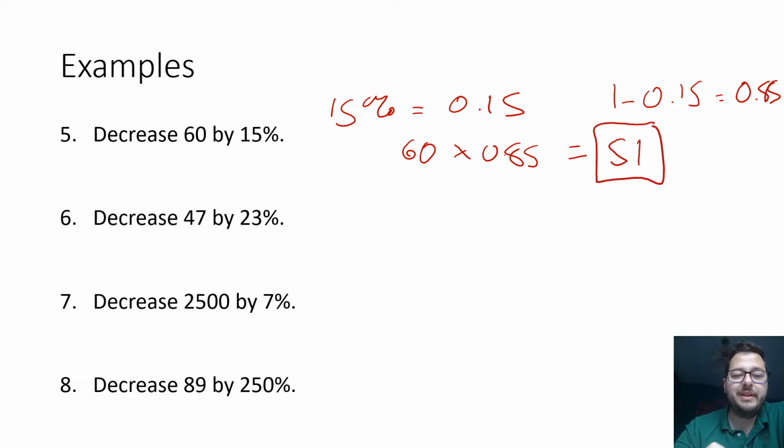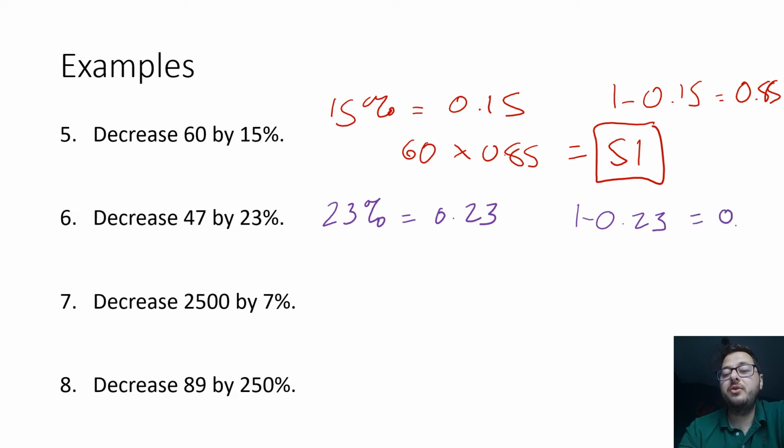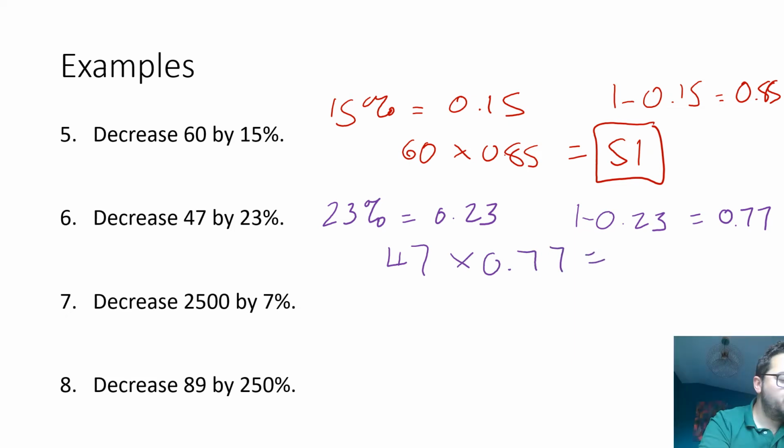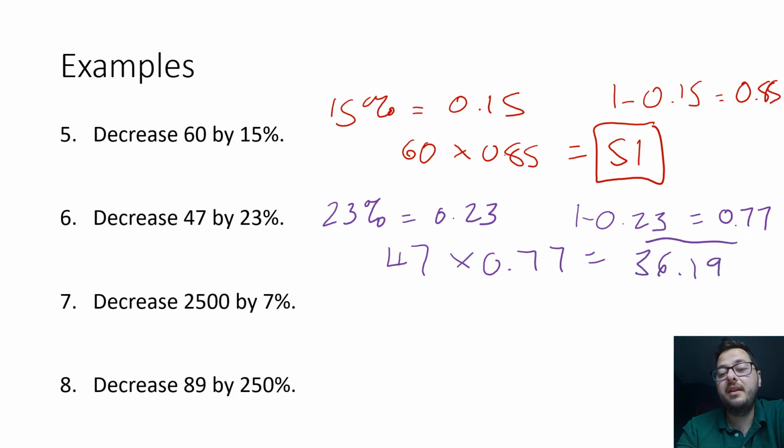All right, next one, we want to decrease 47 by 23%. So again, 23% is 0.23. Then we take that away from 1, and that'll give us 0.77. And then we do 47 times 0.77, which is going to give us 36.19.